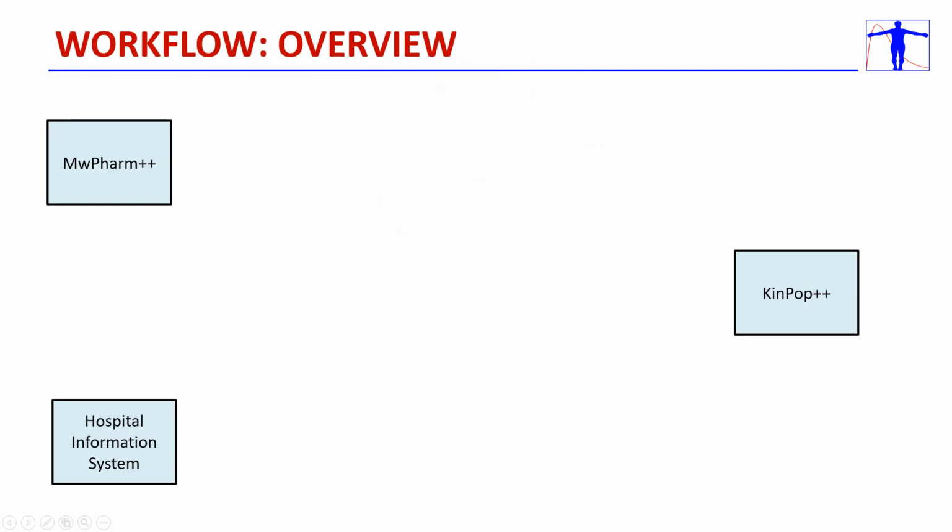So what are the entities we are dealing with here? Of course we have the KinPop++ module, and we can have two data sources. The first data source can be MW Farm, the TDM software application, or it can come from a database within the hospital information system. So what does KinPop at least need as an input?